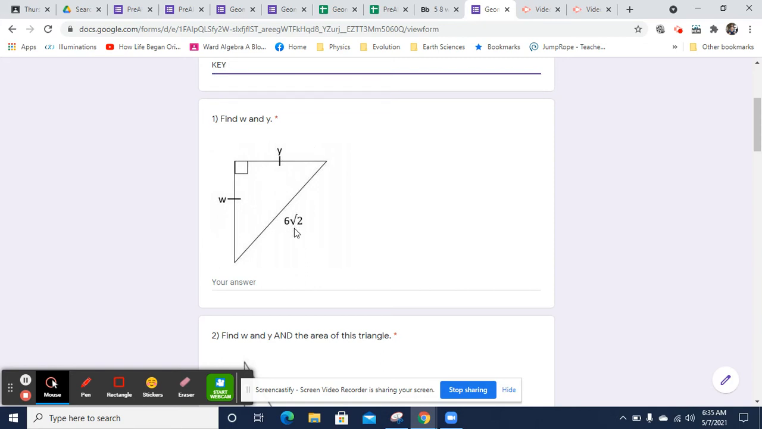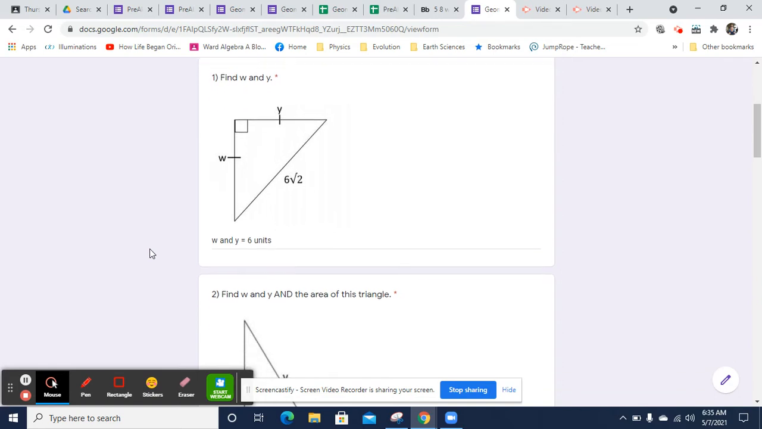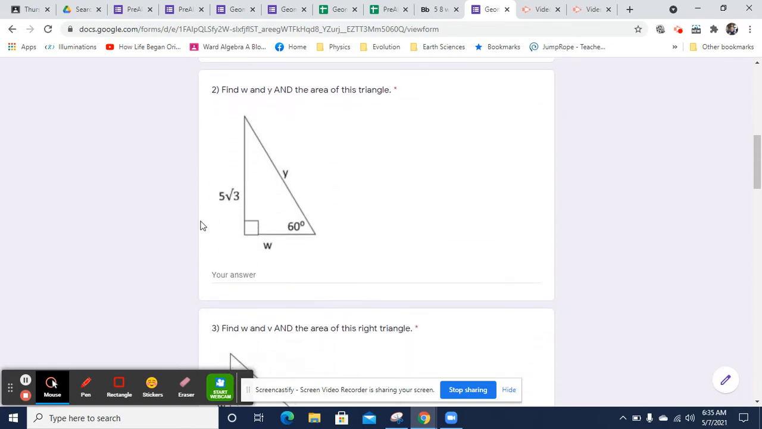So we got 6 root 2. We want W and V, or W and Y. So W and Y are going to equal just 6 units, or badgers if you prefer, because these are the 1-to-1 sides, and this side has to be root 2 times whatever these are. And since it's 6 times root 2, these have to be 6. We're going to find W and Y and the area of this triangle.